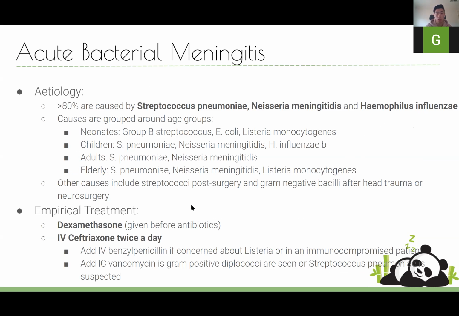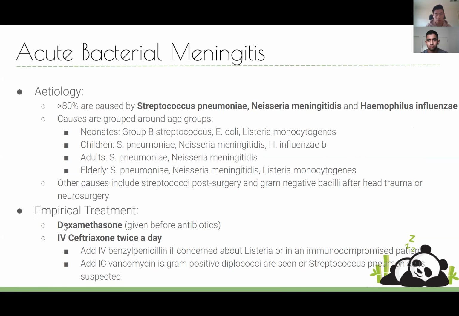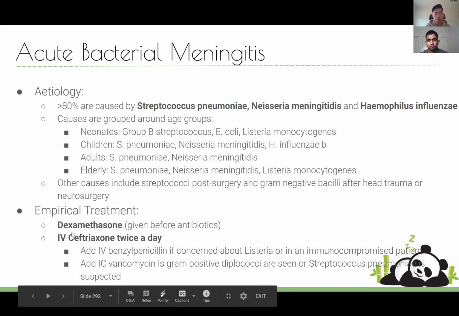In terms of treatment, dexamethasone is given before the antibiotics. Afterwards, it's not very useful, but that's not really that important for you. And you give ceftriaxone. You can also give benpen if it's Listeria, but that detail isn't necessary. It's IV antibiotics, and that antibiotic is ceftriaxone.